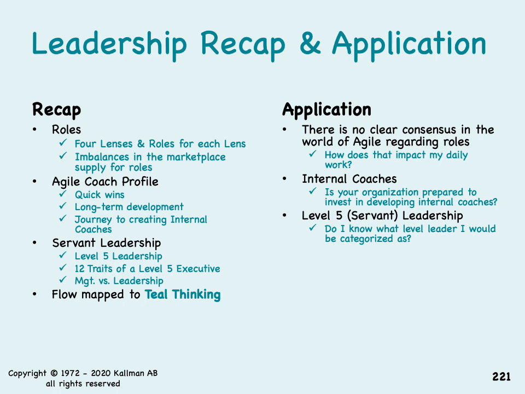Then we looked at leadership and level 5 leadership, which is servant leadership from good to great. We looked at the 12 traits of a level 5 executive, and we looked at management versus leadership. Finally, we looked at flow map to teal thinking. And with only somewhere between 5 to 7% of the people being able to actually be teal thinkers, the way I've mapped it makes a lot of sense.